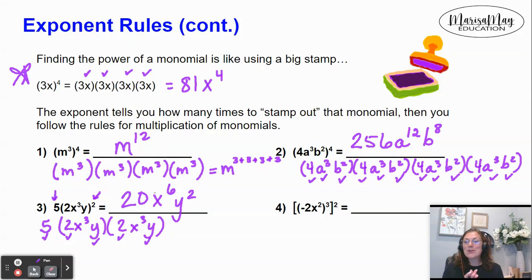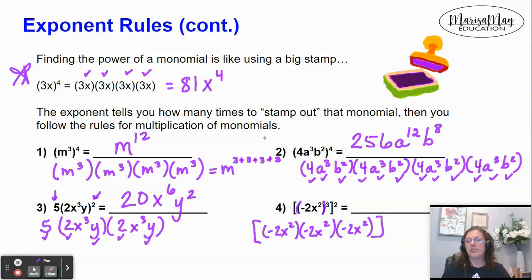All right, one more example of this rule, and friends, this one is a lot. It's got a lot of layers. I want you to focus on the inside first. I want you to focus in on this parentheses. We're going to write it 3 times. So let me do that. So I've got negative 2x squared times negative 2x squared times negative 2x squared. Okay, there's the 3 times.